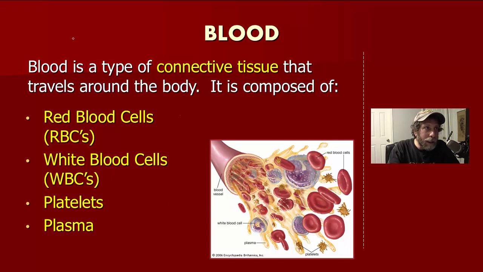So think of the plasma as the ocean, and all of these are the types of ships and boats that travel on the ocean. How about submarines in the ocean, right? That'd be cool. Or fish, or people on surfboards. All right, let's talk about red blood cells first of all.